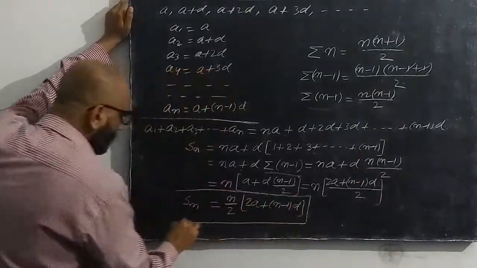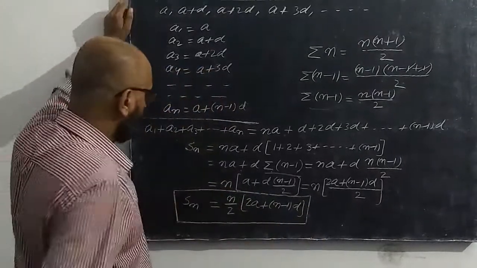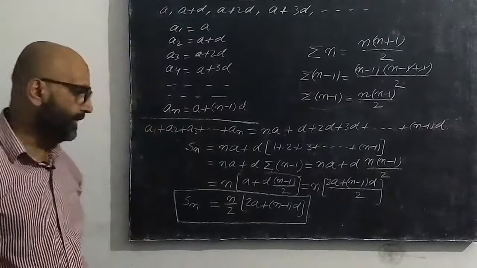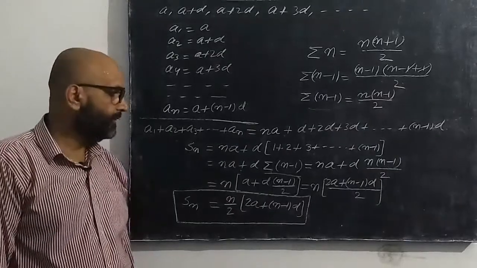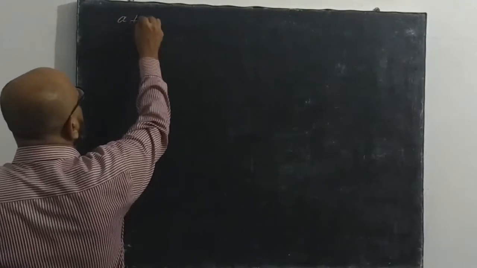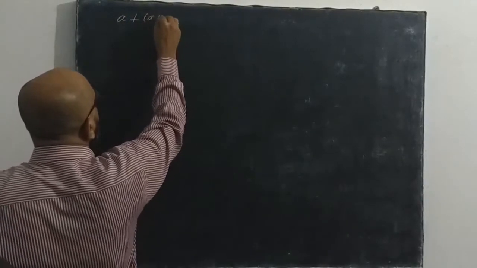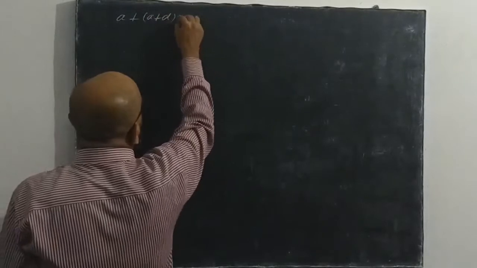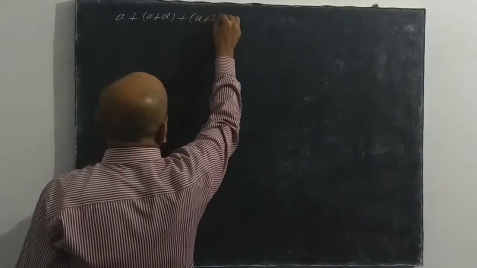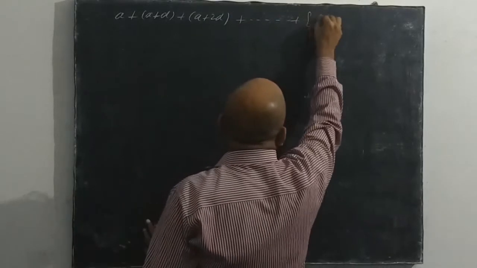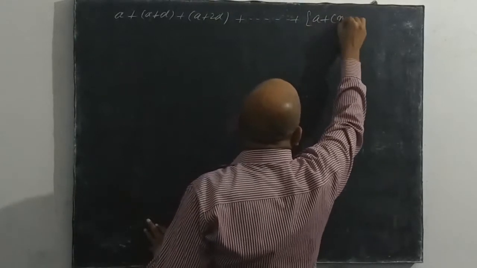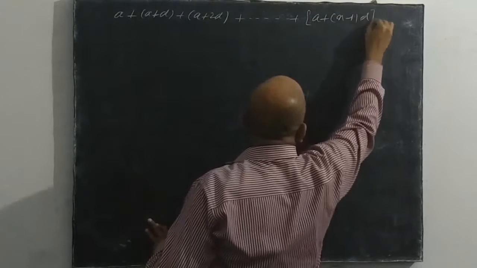So this is the derivation of the formula for the sum of n terms: Sn is equal to n upon 2 into (2a plus (n minus 1) into d). One thing must also be clear. As you see, a is the first term and a plus d is the second term, a plus 2d is the third term, and so on, to a plus (n minus 1) into d, which is the nth term.